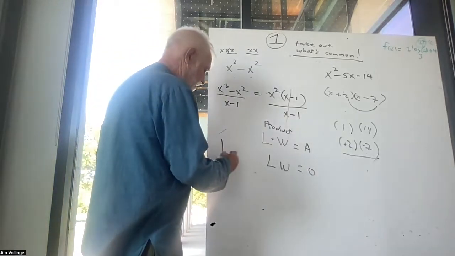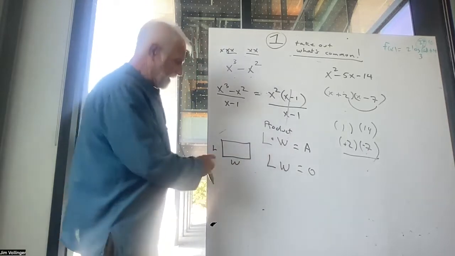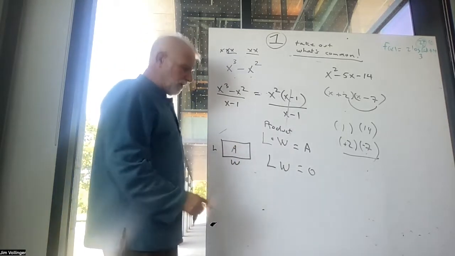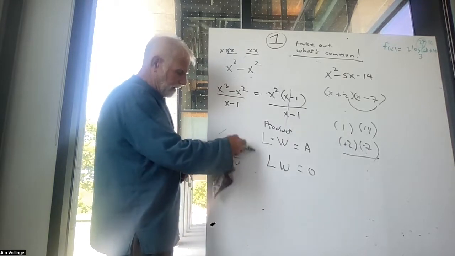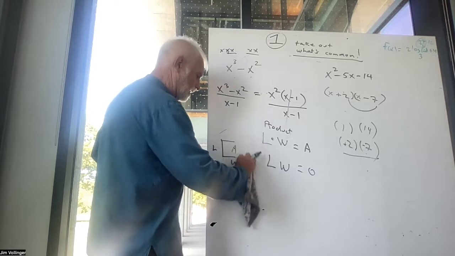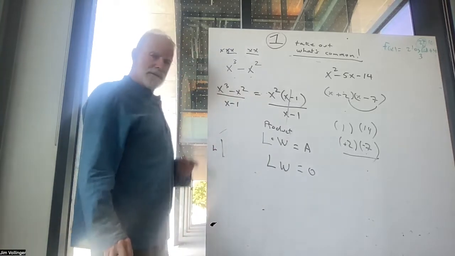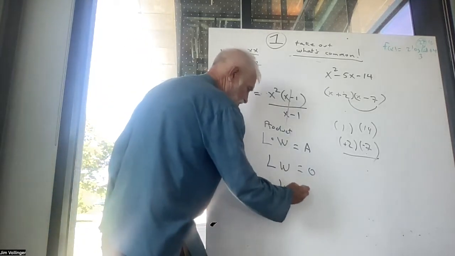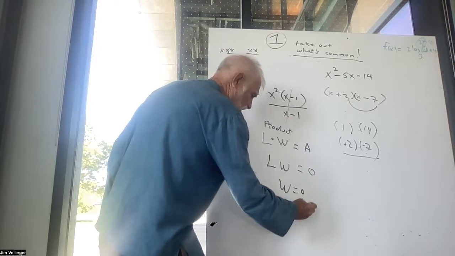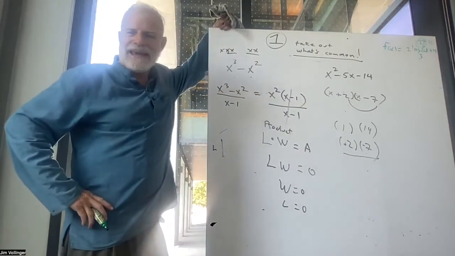Well, here's a length. Here's a width. And if that product is 0, here's the area. Well, that area has to disappear. I think it disappears if we keep getting rid of the width. There's no width. So I guess I want my width to equal 0 or my length to equal 0. Because if you take one of the dimensions away from a rectangle, you got no area.